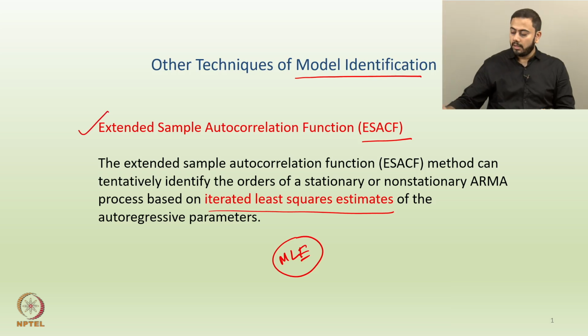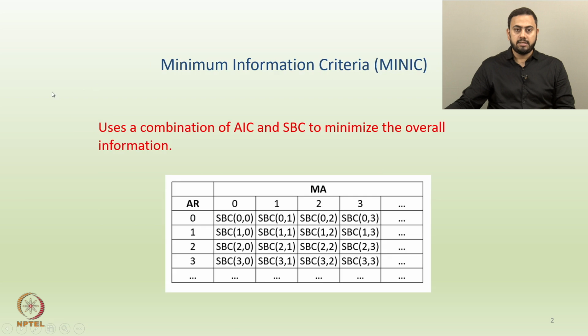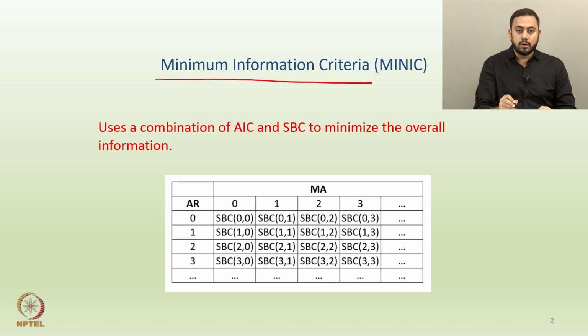Okay. Now what we will do is I will show you a table, which is a practical example, and then we will identify which model is the best one. Here we have something called the minimum information criteria, or MINIC. So MINIC, the minimum information criteria, uses a combination of AIC and SBC.